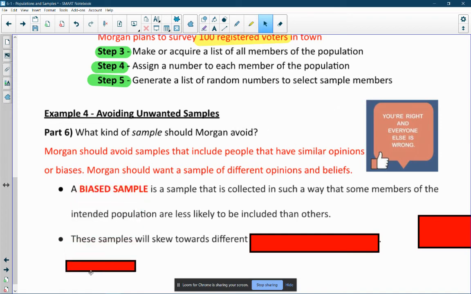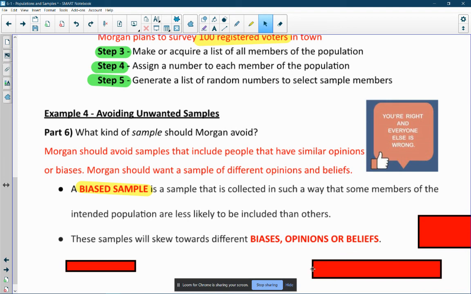So a biased sample is a sample that is collected in such a way that some members of the intended population are less likely to be included than others, right? If she was to ask people from the same neighborhood, they might have one opinion or belief. People tend to live by the same types of people. So if she only asked this neighborhood, they could all feel the same thing. A neighborhood on the other side of town could think of a different thing, right? So we want to avoid a biased sample. These samples tend to skew towards different biases, opinions, or beliefs, okay?